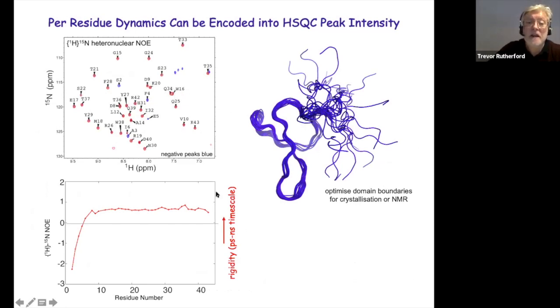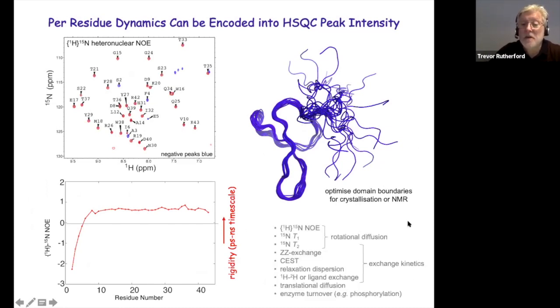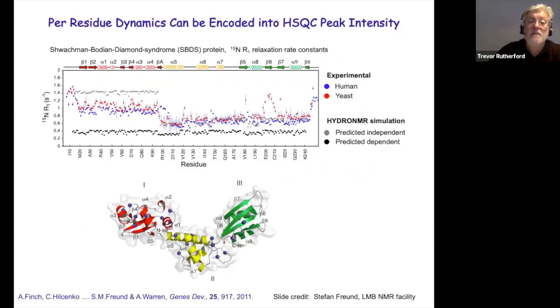Or we can use it to look at dynamic properties, and that's what Jane is going to look at in her talk in a couple of days' time. So we've got this whole range of experiments that can be used to program into the intensity of this peak. Note then that we have the reporter group at each of these different sites. We know which spot corresponds to which amino acid, and therefore we've got dynamic content encoded into this HSQC data with per residue resolution. That we can illustrate with this real example from Alan Warren's work.